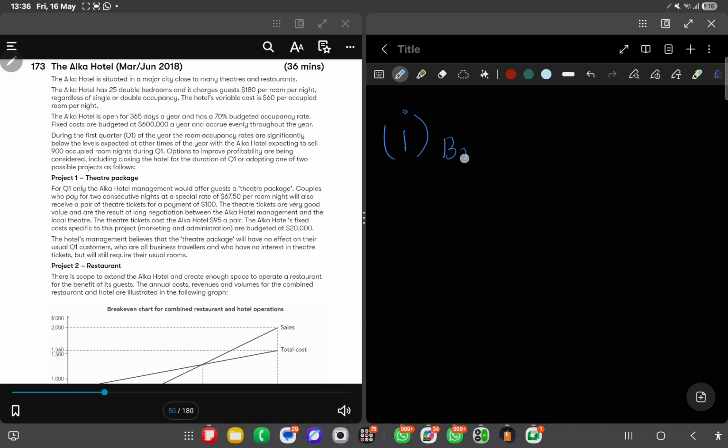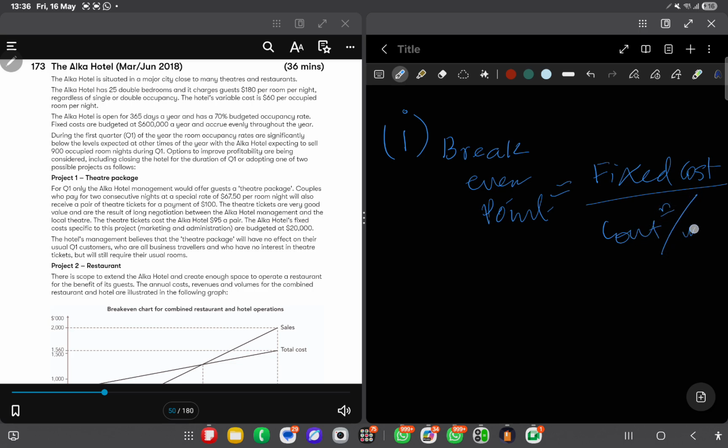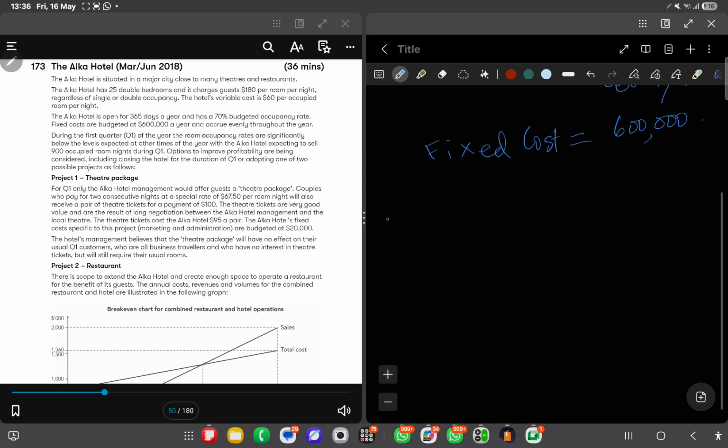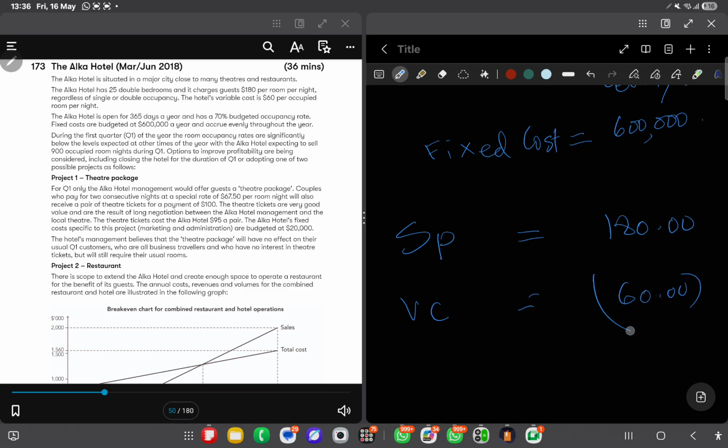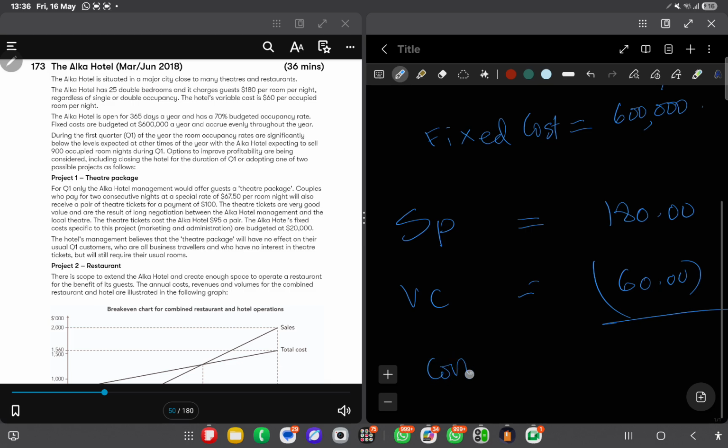So the equation for break-even point is equal to fixed cost divided by contribution per unit. Now, the question has given us the fixed cost. Fixed cost is 600,000. And now we need to calculate the contribution. So we have to find the selling price. The selling price given in the question is $180 per room night. And then the variable cost is also given, which is $60 per night. So we can then calculate the contribution. The contribution will be $120.